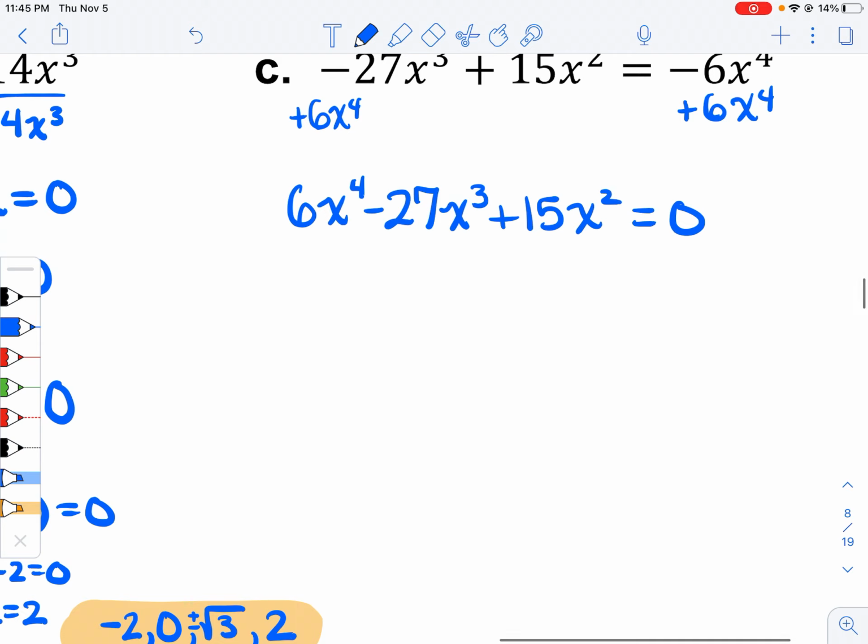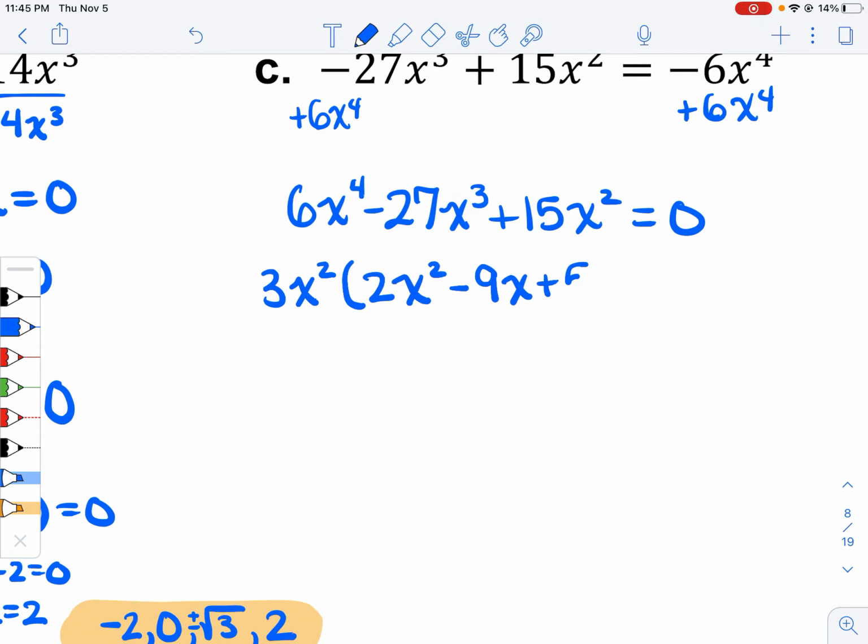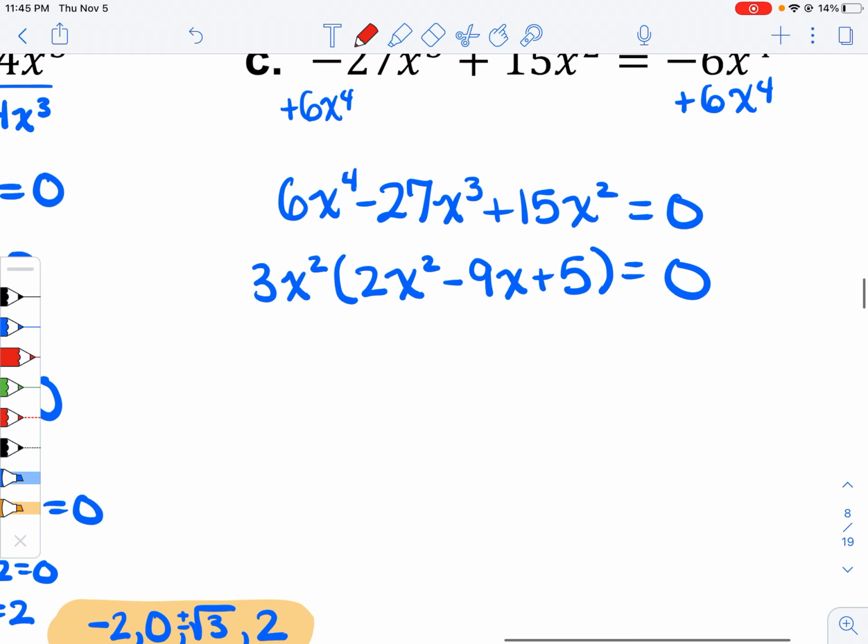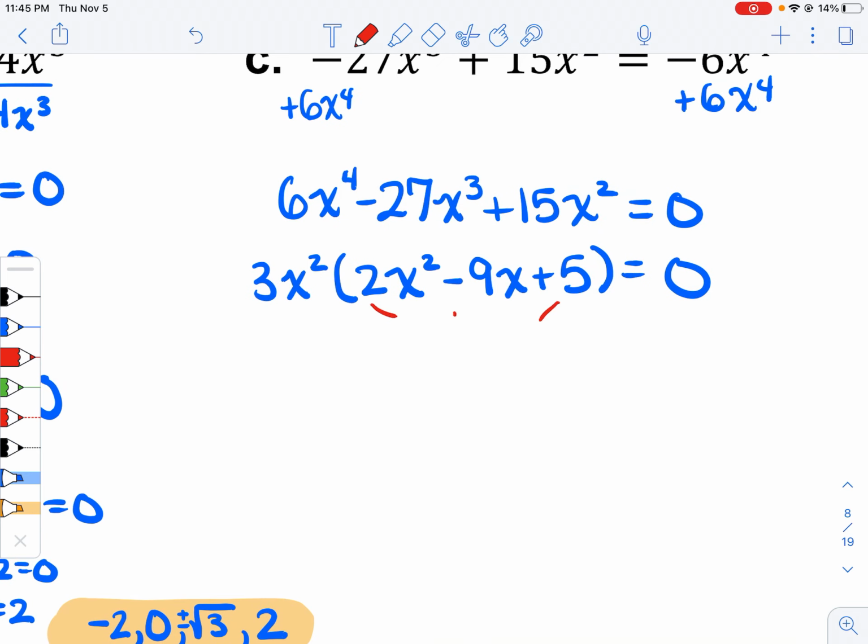Start by dividing out a 3x squared. So that'll leave us with a 2x to the 2nd minus 9x plus 5 equal to 0. Now I need to see if this will factor. So I'm going to have to do factor by grouping, where 2 times 5 is 10. So I want to list the factors of positive 10 that add to -9. So -1, -10, -2, -5. So this one does not factor further.